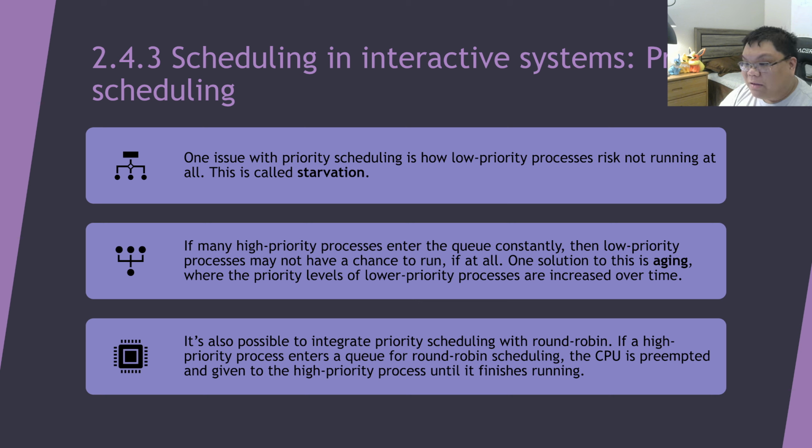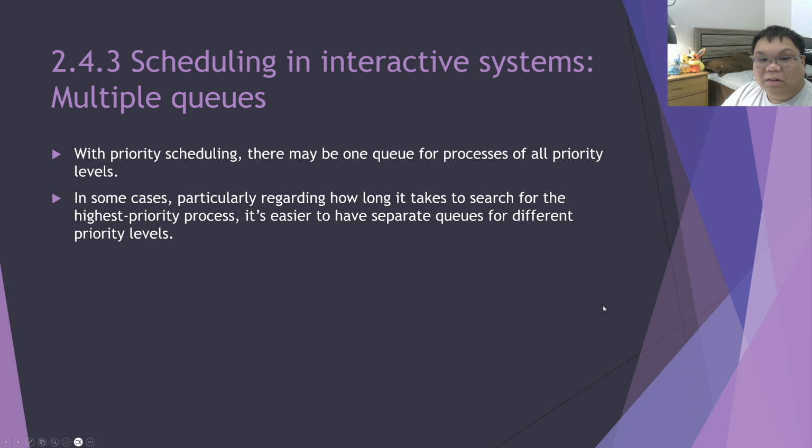It's also possible to integrate priority scheduling with round robin. If a high priority process enters a queue for round robin scheduling, the CPU is preempted and given to the high priority process until it finishes running. So we can make a variant of round robin that implements priority. If a high priority process comes in, it runs on the CPU until it's finished. If there was a process already running on the CPU, it goes back to the line and waits its turn again. We can add multiple queues, each one for a different priority level.